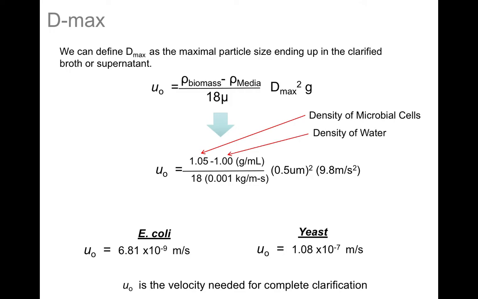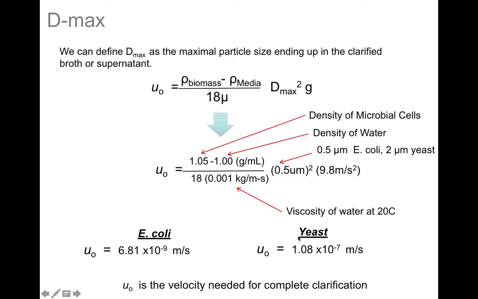For this analysis, we'll consider that the media is primarily water and has a density of water, although that may be quite different. We estimate the E. coli radius at 0.5 microns. It would be 2 microns for yeast, and then we have the gravitational acceleration. And then the viscosity of water at 20 degrees C we can plug in. And this basically gives us two sedimentation velocities needed for complete clarification or removal of two primary cell types, E. coli and yeast, from the broth.